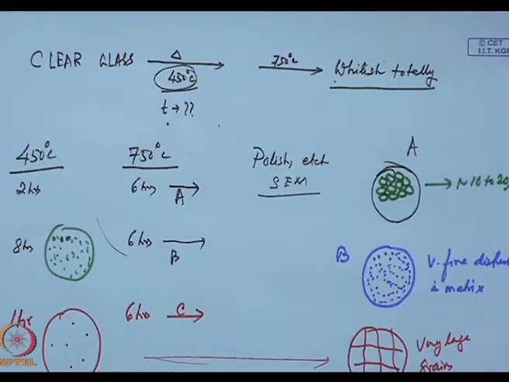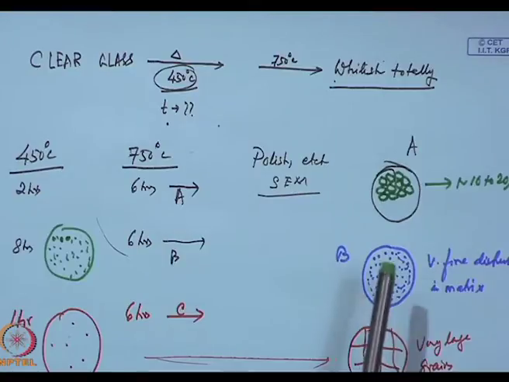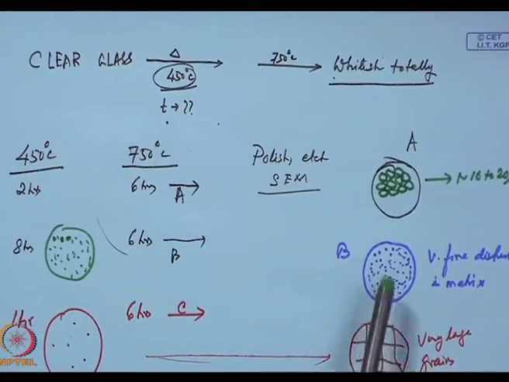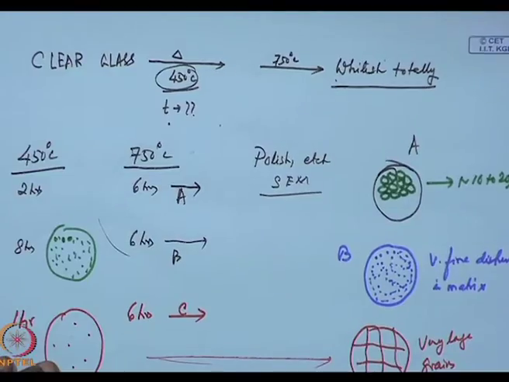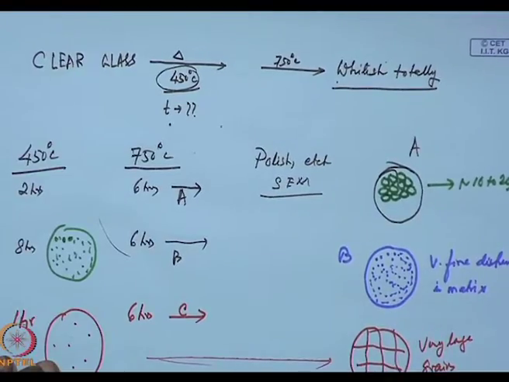These very large crystals are used for decorative glassware, where the color of the glass changes depending on your angle. But this very fine dispersion in a matrix gives you dispersion strengthened glasses. And this is the fundamentals basically of glass ceramics.